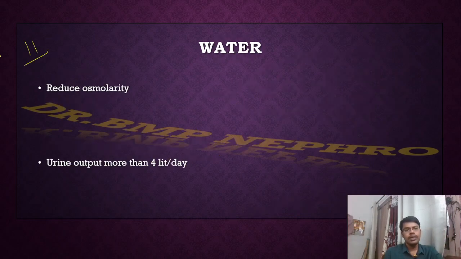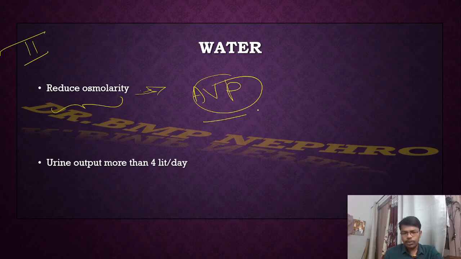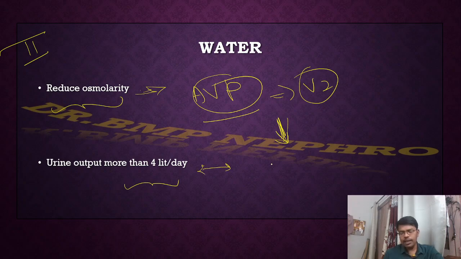Coming to the second one, as the water intake is increased, serum osmolarity goes down. So the secretion of AVP, antidiuretic hormone, goes down, so that the receptor activation goes down. That is the concept behind. And also increasing the hydration prevents the recurrent infection. The patient's outflow tract will be better diluted. The chances of renal stone disease formation is less.